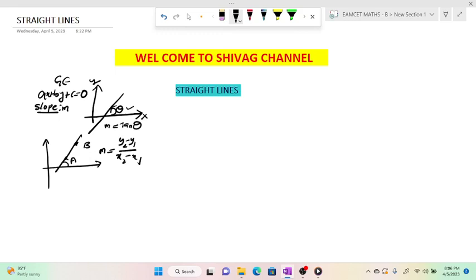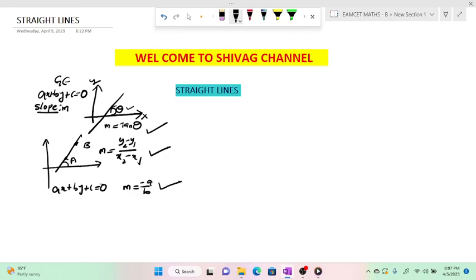Suppose only the equation is given, any one equation ax plus by plus c is equal to 0. In this case, slope m is equal to minus a by b. Here we have three slope formulas. One is m is equal to tan theta. The second one is y2 minus y1 by x2 minus x1. And the third one is minus a by b.